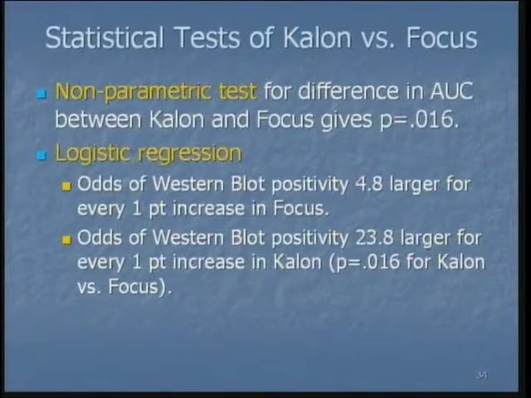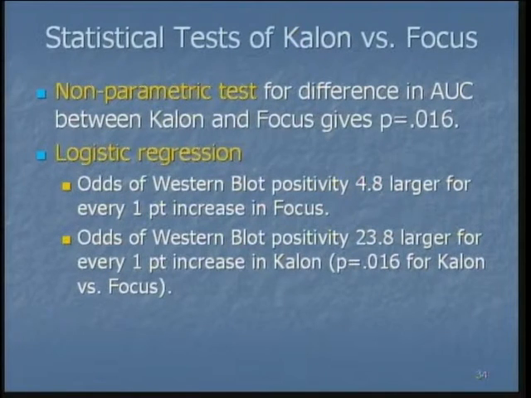So how much do we care? So here's some tests. We have non-parametric tests, we have regression tests, and we're getting some significant p-values, in fact. Interestingly, it's the same p-value, which never happens. I thought that was fun. But here we're comparing the area under the curve for focus versus Kalon. What that means is, is one able to distinguish Western blot positive from Western blot negative better than the other? And the statistical test says yes.